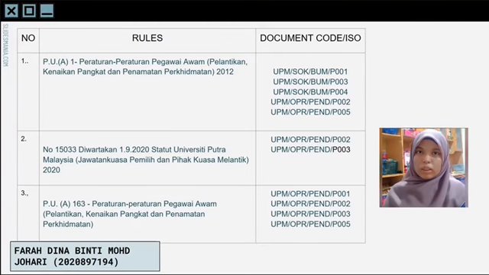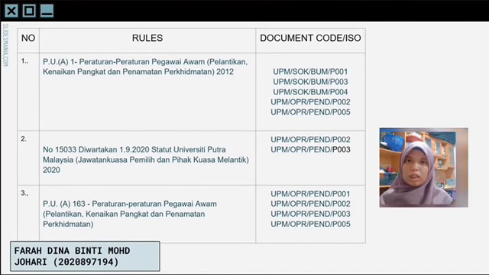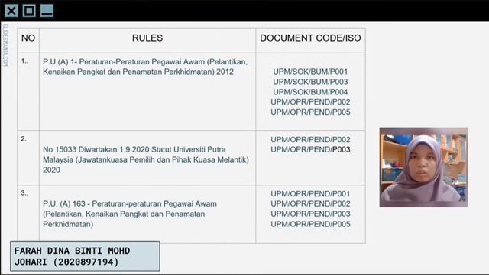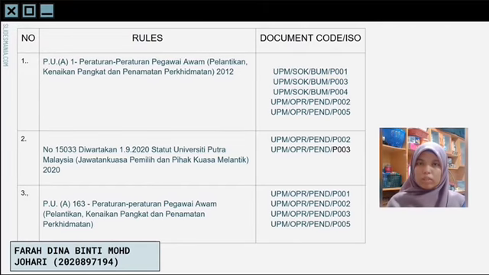the document code is UPM/SOK/BUM/P001, then UPM/SOK/BUM/P003, UPM/SOK/BUM/P004, UPM/OPR/PEN/P002, UPM/OPR/PEN/P005. Next, number 1.033 was taken in 19/2020, Universiti Putra Malaysia Jawatankuasa Pemilihan Pihak Berkuasa Pelantik 2020.